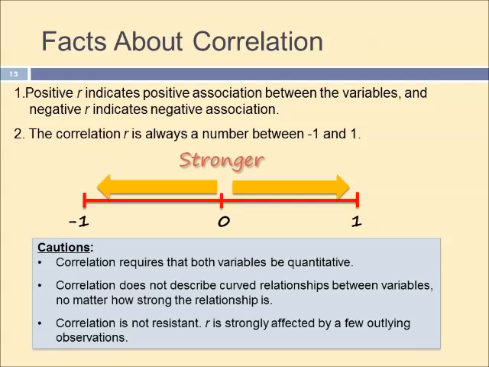There are some cautions here. Correlation requires that both variables be quantitative. Correlation does not describe curve relationships between variables, no matter how strong the relationship might be. Correlation is strictly for linear. Correlation is also not resistant. R is strongly affected by outlying observations, just as the mean and the standard deviation were.